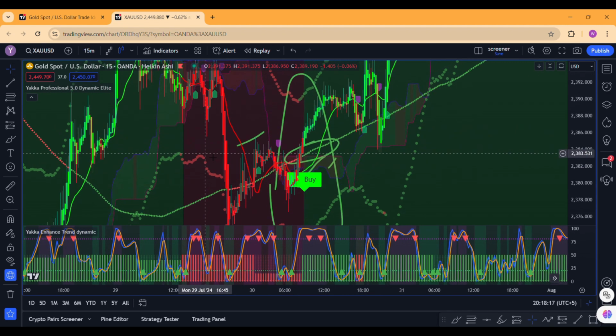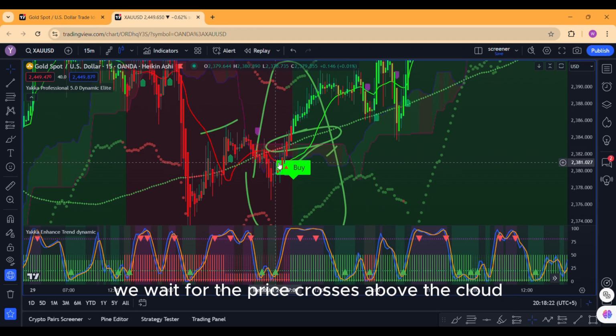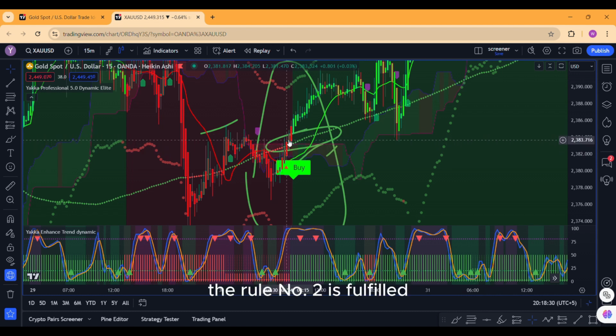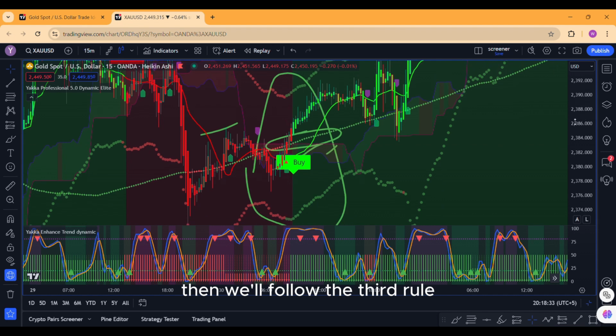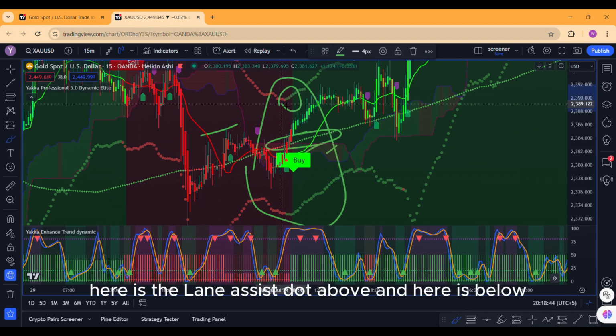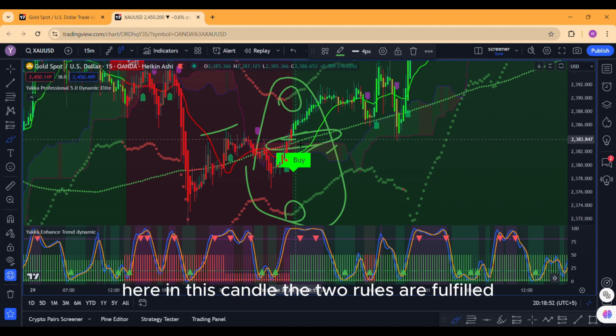So we wait for the price to cross above the cloud. Here in this candle, the candle crosses the cloud. Rule number 2 is fulfilled. Then we follow the third rule. The third rule is the lane assist dot. Here is the lane assist dot above and here is the one below. When 2 rules are fulfilled, here in these candles, the 2 rules are fulfilled.